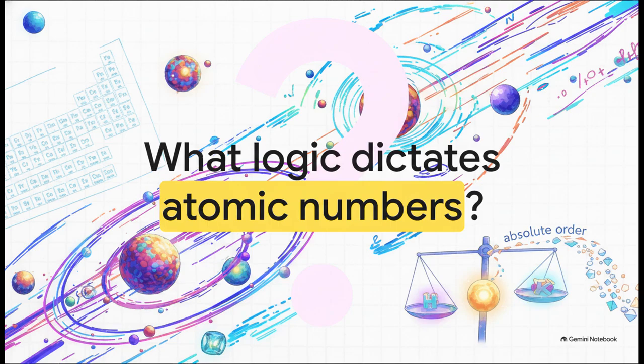Because alphabetical symbols can be so historically complex, like our friend K for potassium, chemists desperately needed a rigorously absolute system. So, what is the logic behind assigning each element a unique atomic number? Well, we need a foundational mathematical order that leaves zero room for linguistic ambiguity, no guessing games whatsoever.